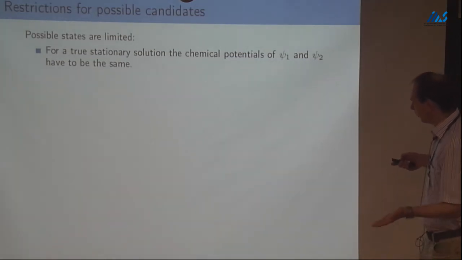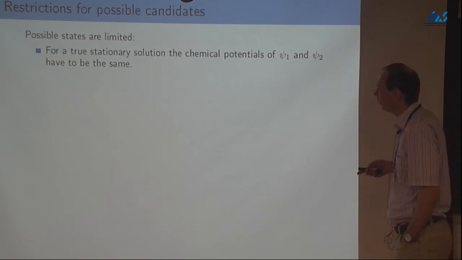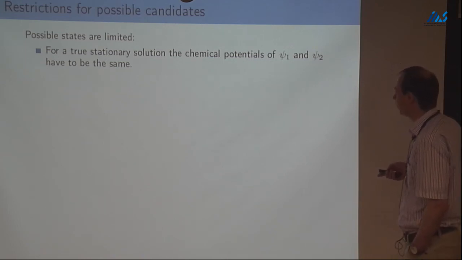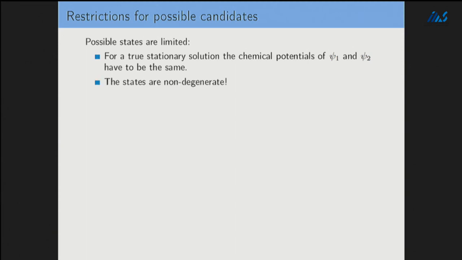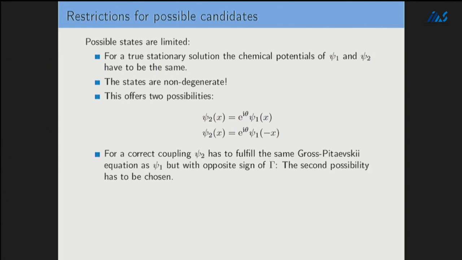Possible states are limited. This can be seen very easily. For a true stationary solution, we again require that the chemical potentials of them are the same. They have to be, otherwise we don't have this constant phase relation, which gives us a constant in and out coupling. We know that these states are non-degenerate, and this offers two possibilities, namely that the states are the same up to a phase shift, which is always allowed, or are switched around. So the one is the negative, the mirrored one of the other. So parity operator acted on the other.